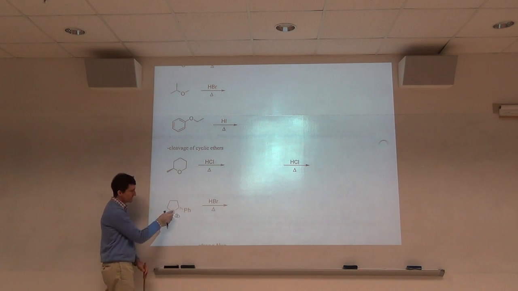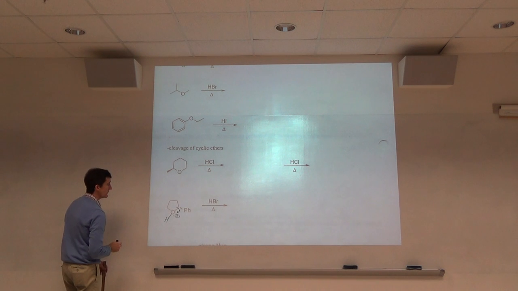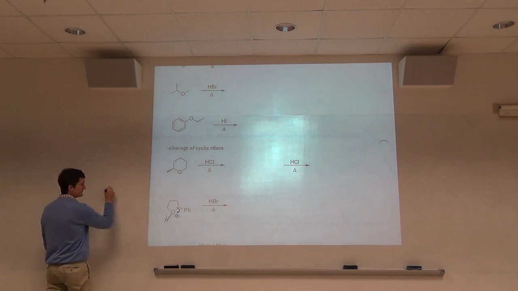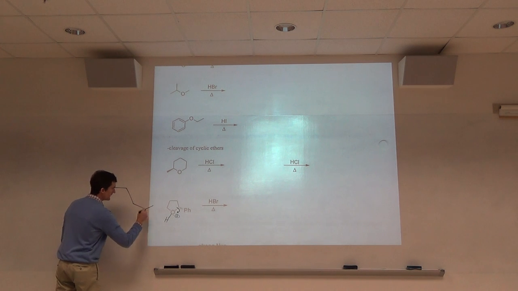If it left this carbon, what type of cation would you get? It'd be secondary, but it would have resonance with the benzene ring. And that's going to make it just as stable as tertiary, if not more. We're going to ionize from there. And if we ionize from there, what do we get? I'm going to draw the ring out so you can see the pi bonds.